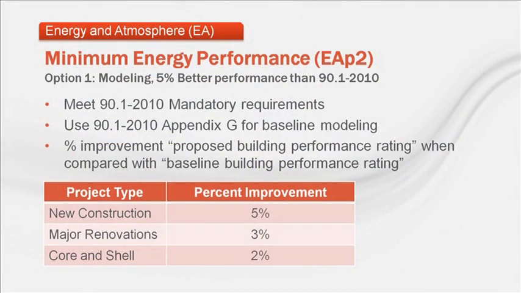In examining the first, we'll also look at a few of the changes in 90.1 2010. For new buildings, prerequisite option 1 is for the design building to be 5% better than a baseline building as defined by 90.1 2010 Appendix G. During public review, the threshold had begun at a 10% improvement. But USGBC decided that the changes to 90.1 2010 were significant enough that a 5% improvement is still a very good building. For major renovations, the required improvement is 3%, and for core and shell, 2%.